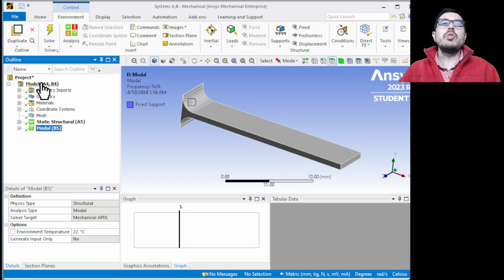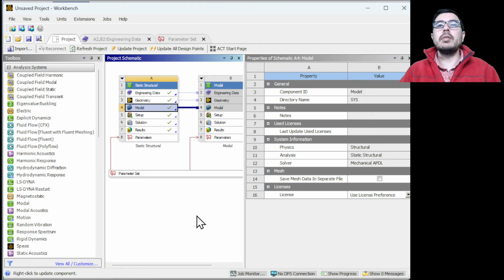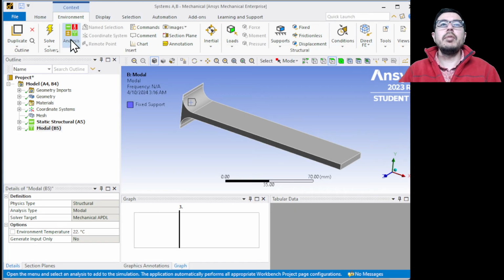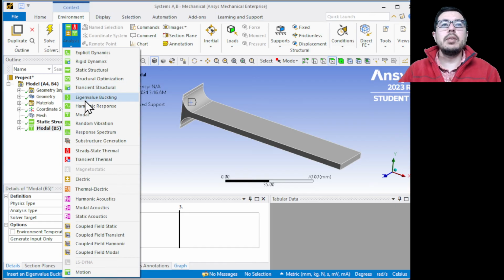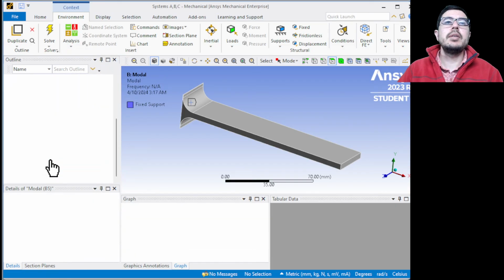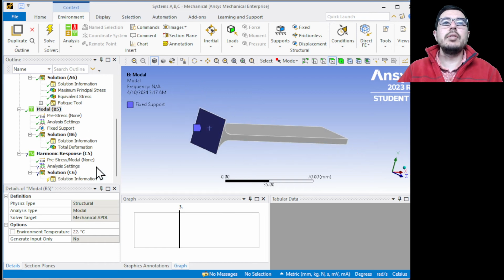Okay, so for doing this, we're going to go up to here, and this avoids having to go back to Workbench. And if you look at Workbench, actually, this is kind of fun. Workbench has been growing, based on what we've been doing inside. So we go back here, and we'll add, kind of console style, a harmonic response, and we're going to need to once again do that fixed support.